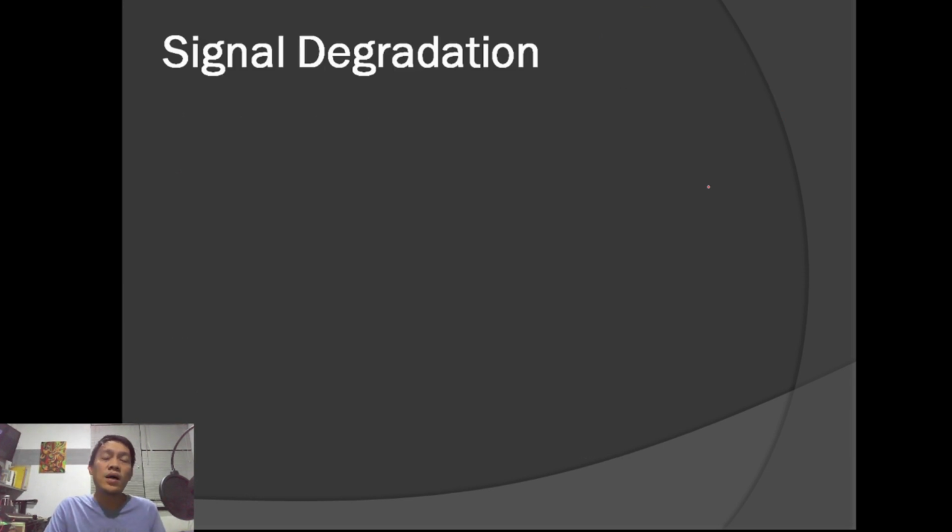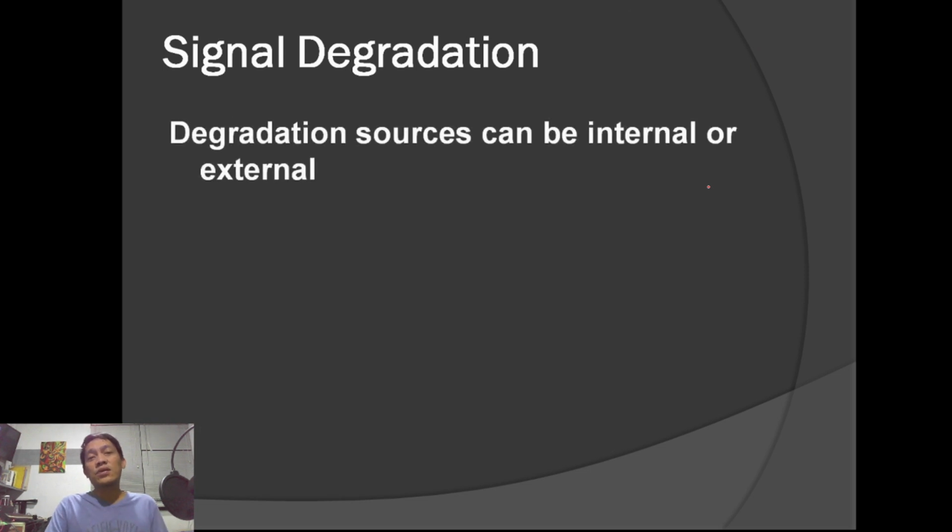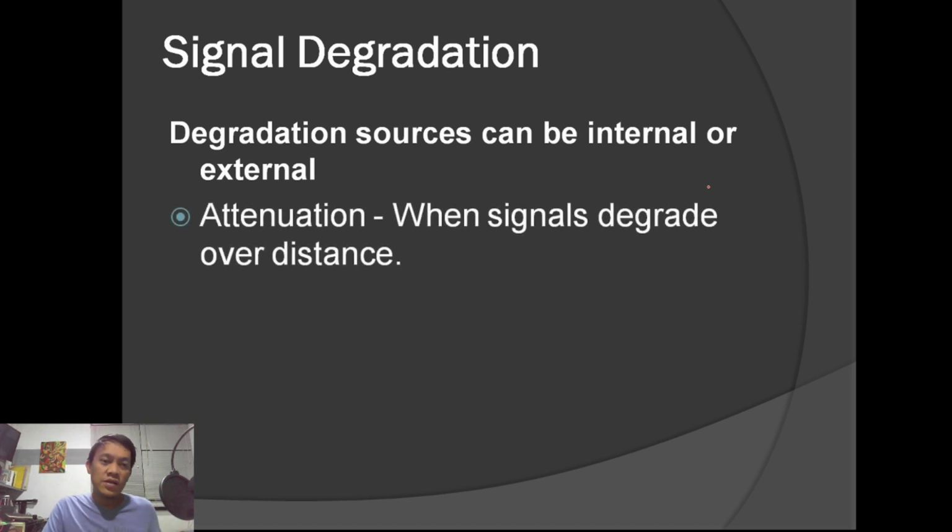Okay, next also consider signal degradation. So degradation sources can be internal or external. So the first one, we have attenuation, or when signal degrade over distance. So, ito yung humihina na yung signal over distance. So, remember that, especially for Cat5, basically, there's a limitation of 100 meters. So, when you extend beyond 100 meters, mawawala ka na ng signal. So, that is what we call attenuation.